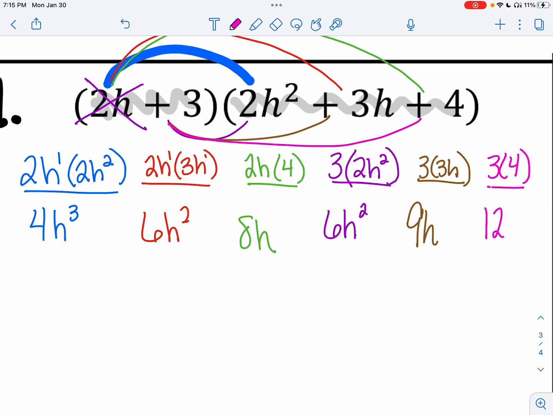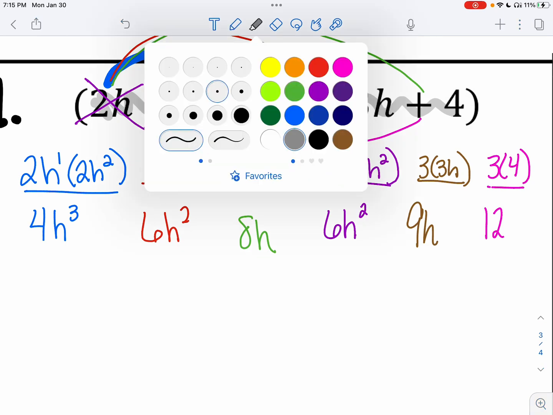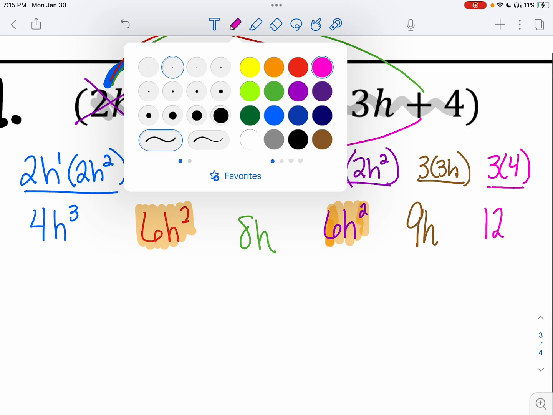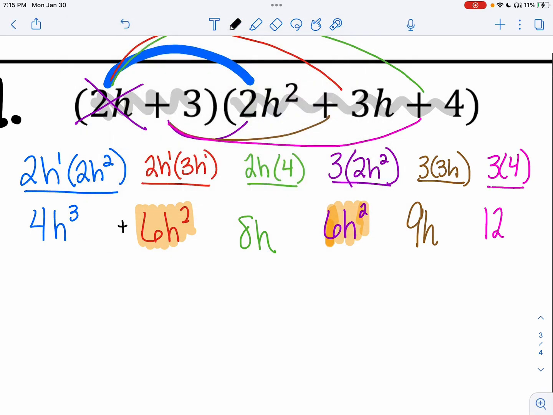Everything's positive, so we just look for like terms. So I see 2 sets of like terms. I see 6h squared and 6h squared. They were both positive, so when I add them together, 6 plus 6, I get 12h squared. And I'm going to draw this arrow and this one, so you can see that's where that came from.